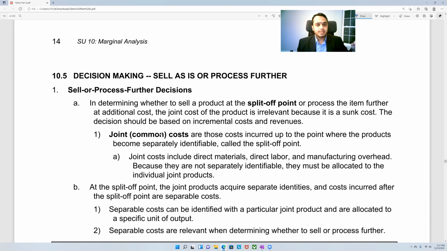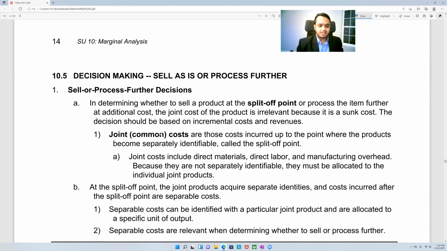Now, here is the consideration which you need to make. What should you do? Should you sell it as it is when you've got it, or should you process it further and then sell it? You need to take into consideration all the costs related to the further processing, and the revenue which you are going to get after further processing. Look into which option is best for you. Once you get the best option, go ahead with it.